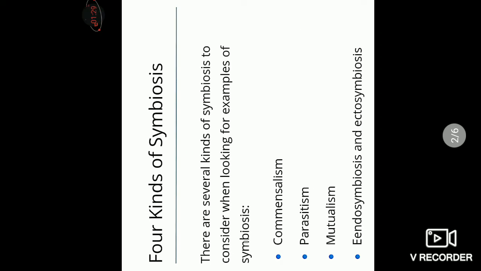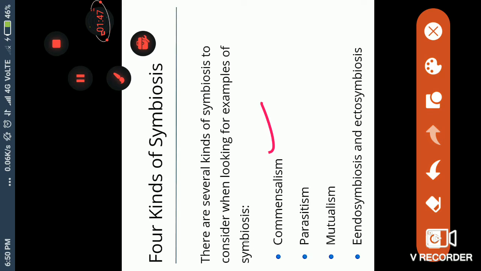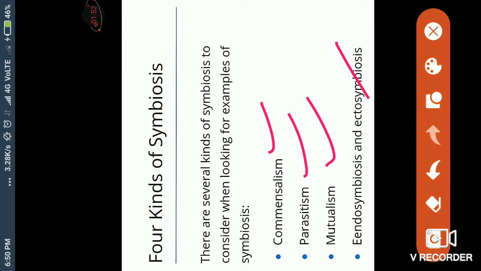These are the four kinds of symbiosis. Understand? First is commensalism, second is parasitism, third is mutualism, fourth is endosymbiosis and ectosymbiosis. These are the four kinds. Again: commensalism, parasitism, mutualism, and endosymbiosis or ectosymbiosis.